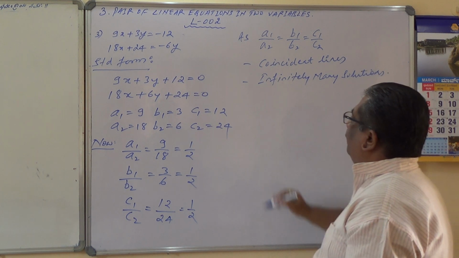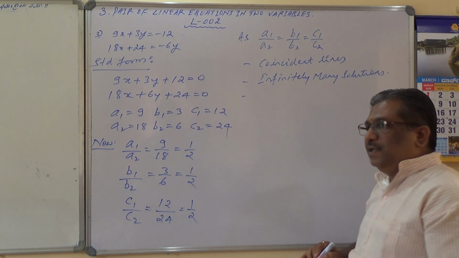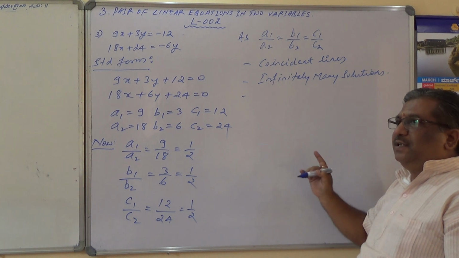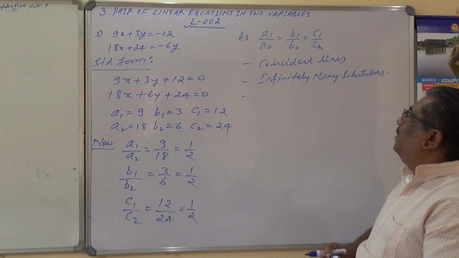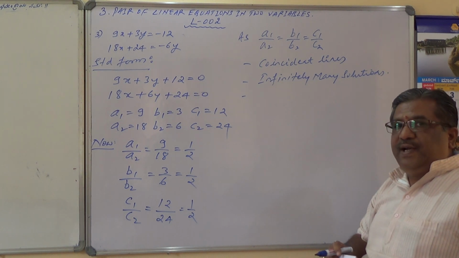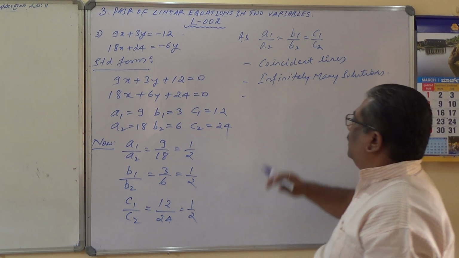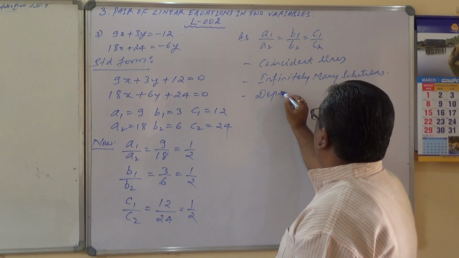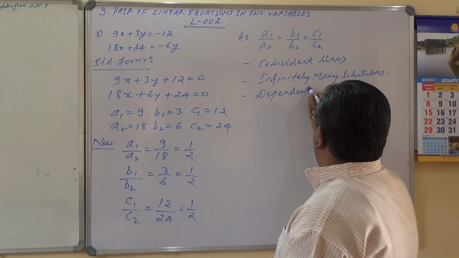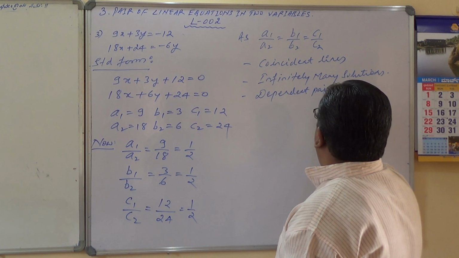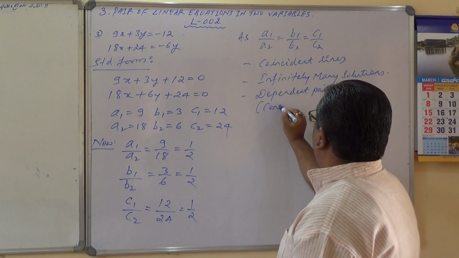And are these consistent? Yes, consistent pair. The other word for coincident lines is dependent pair of linear equations, or consistent pair.